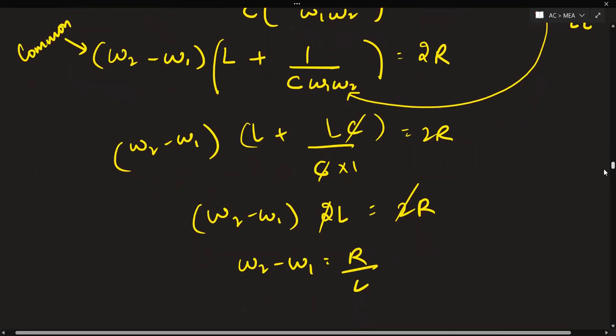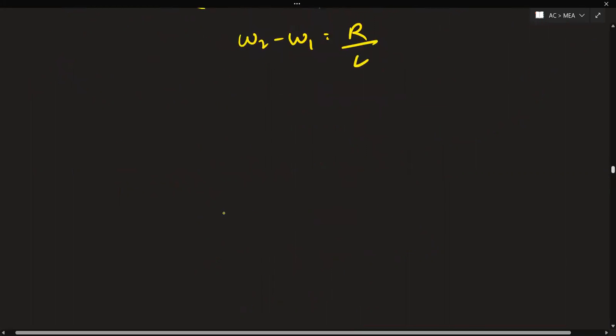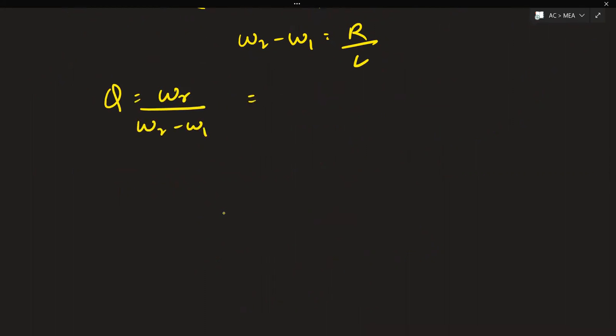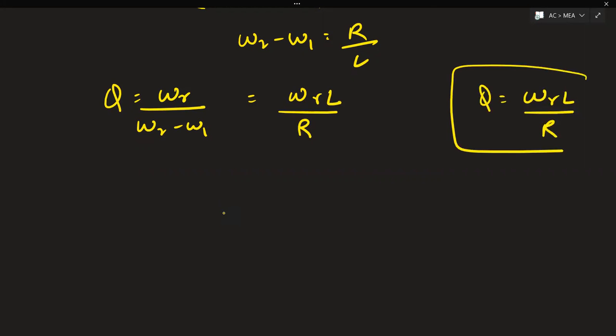Now, Q, one of the formulas of Q that we are already aware of: Q is what? Omega R divided by omega 2 minus omega 1. This can be written as omega R, and omega 2 minus omega 1 can be written as R divided by L. One formula is this, which you can also use if it is required.